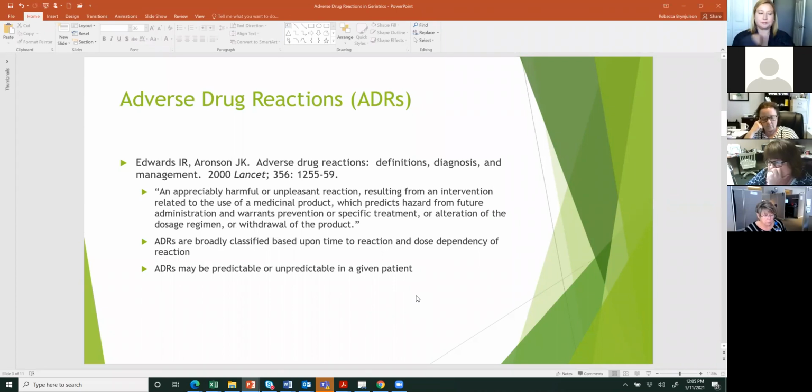First, we're going to start off with defining adverse drug reactions. So the definition that I give you is actually kind of an old definition from 2000, but it really hasn't changed much. It definitely applies to how we look at adverse drug reactions now. And it is defined as an appreciable harm or unpleasant reaction resulting from an intervention related to the use of a medicinal product, which predicts hazard from future administration and warrants prevention or specific treatment or alteration of the drug dosage regimen or withdrawal of the product.